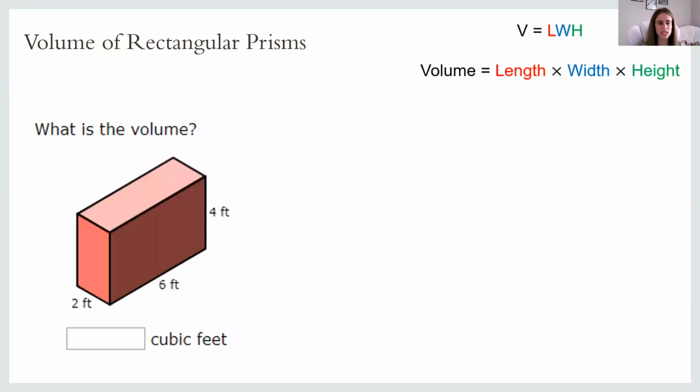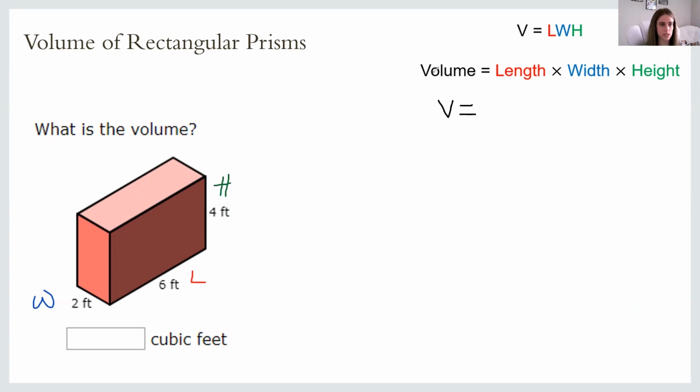All right, let's work with rectangular prisms. Now remember, rectangular prisms use the same formula. The difference is, in this case, because it's a rectangle, all of your sides are not going to be the same. They will be different. So first off, let's go ahead and label them. Our length would be the longest side, so 6 feet. Our width would be our shorter side at the bottom here, 2 feet. And then our height is how tall it is, 4 feet. Let's substitute those into our formula.